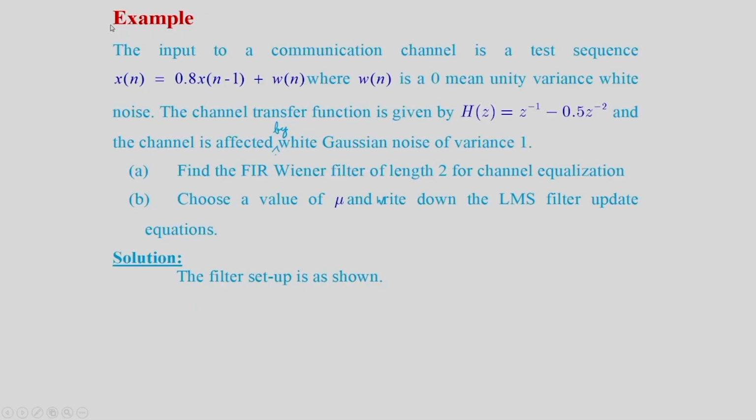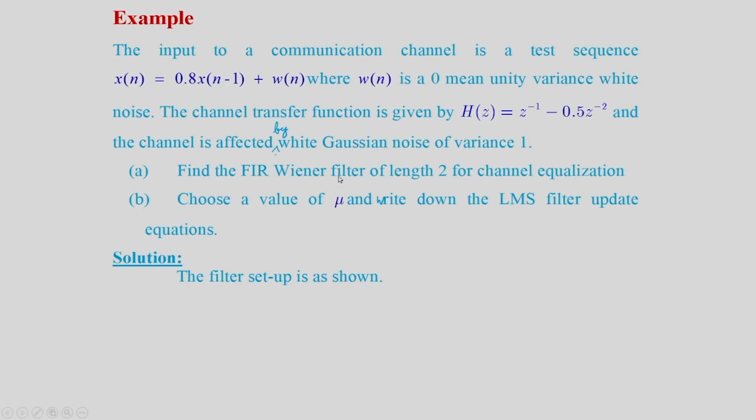Let us consider one example. The input to a communication channel is a test sequence given by x[n] = 0.8 x[n-1] + w[n], where w[n] is a zero mean unity variance white noise. The channel transfer function is given by H(z) = z^-1 - 0.5 z^-2. So, this is an FIR filter, and this channel is affected by white Gaussian noise of variance 1.